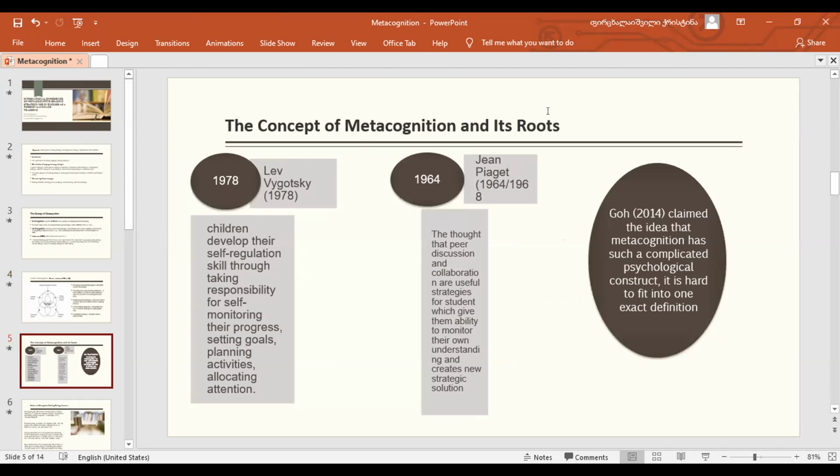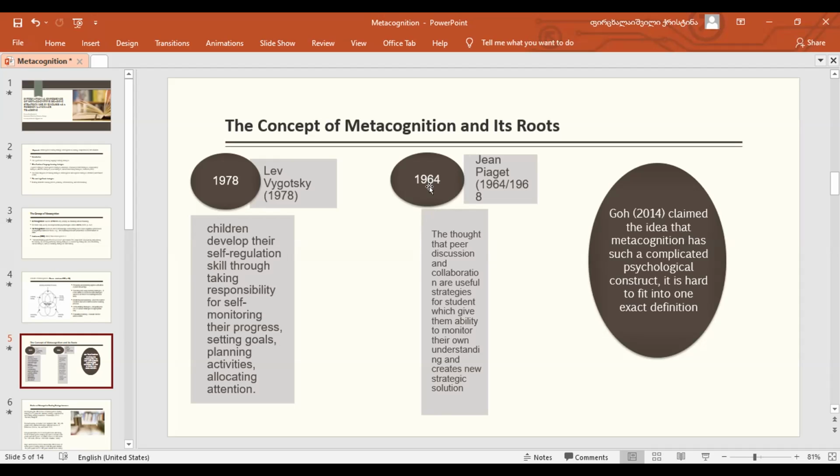And what is the root? From which work does the concept of metacognition come? Yes, this is Vygotsky's work, where he mentioned that children develop their self-regulation skills through taking responsibility for self-monitoring their progress, setting goals, planning activities, and allocating attention.